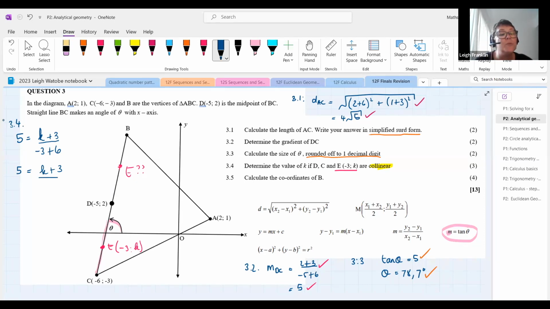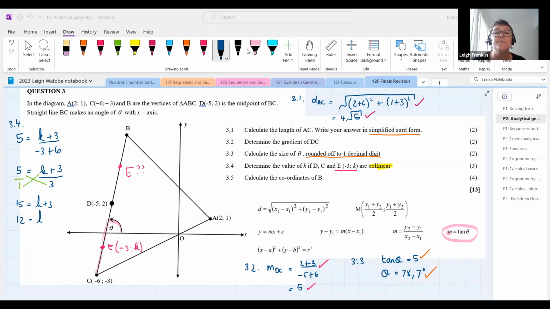-3 + 6 will give me +3. And now I'm going to cross multiply. Remember this 5 is actually 5/1, and then I can cross multiply in order to solve for K. So I'm going to say 3 times 5 is 15, and it is equal to K + 3. And then I want to transpose that 3 over to the other side. So I'm going to get an answer of 12 for the value of K.